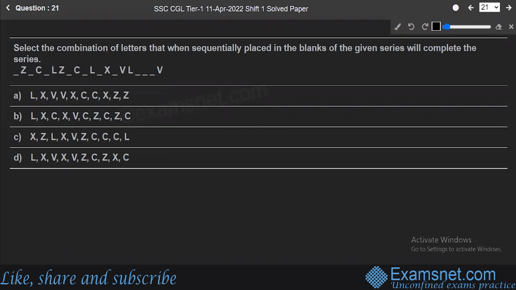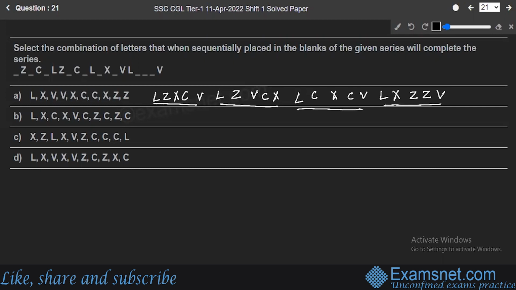So let's check each of the options by filling them in sequentially. Let's see the first one. If I'm filling it in, this will give me L, Z, X, C, V, L, Z, V, C, X, L, C, X, C, V, L, X, Z, Z, V. See, these are forming patterns like this, right?